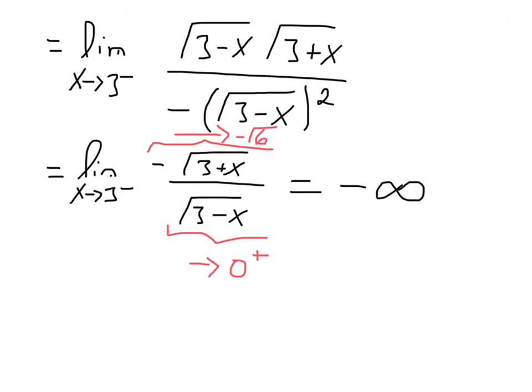As x gets arbitrarily close to 3, with x less than 3, this function here, and therefore the function that we started with, is taking arbitrarily large negative numbers. The overall limit is minus infinity. Okay, that's all.